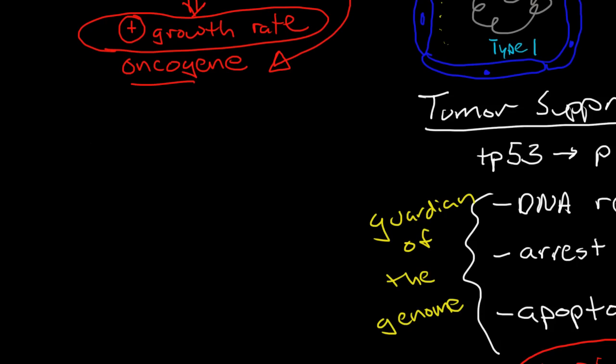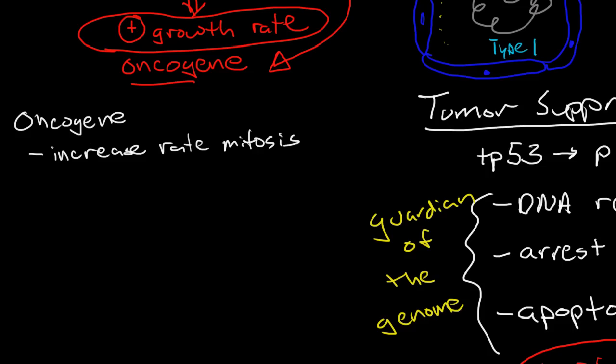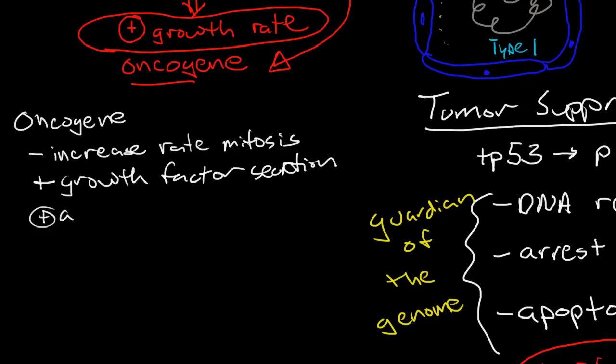So let's talk about some specific examples here. Oncogenes tend to be new genes that increase the rate of mitosis, or stimulate growth factor secretion. Or, you know, they can be positive angiogenic factors, right?